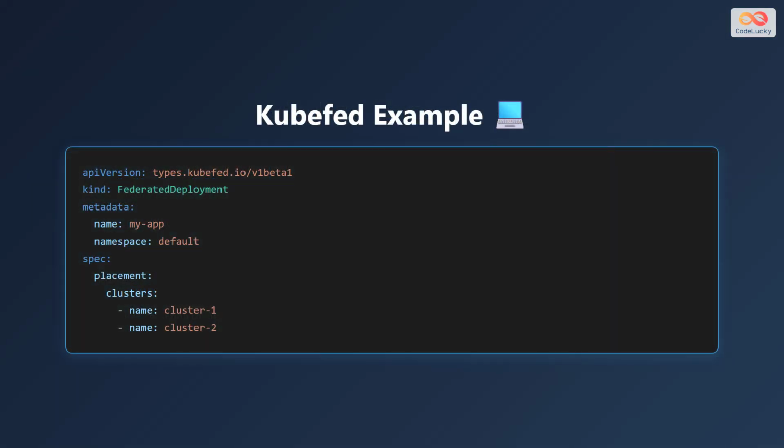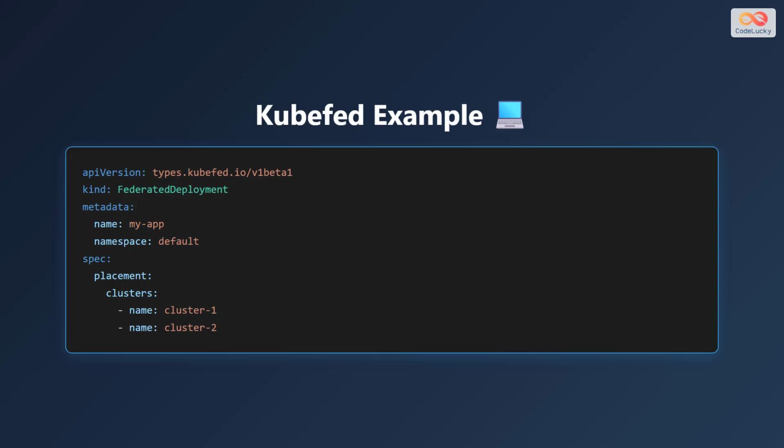Here's a practical example of a Kubefed configuration. This YAML manifest defines a federated deployment resource. The API version is types.kubefed.io/v1beta1, and the kind is FederatedDeployment. In the metadata section, we specify the name as my-app and the namespace as default.